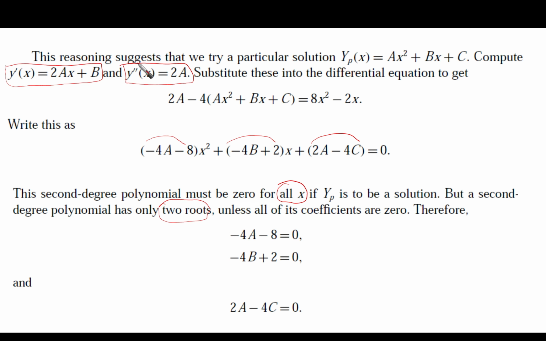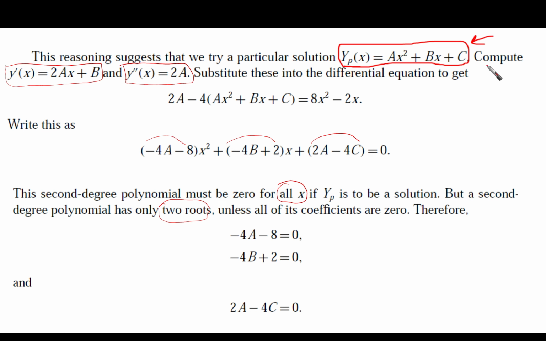This reasoning suggests that we try a particular solution yp with this form, which is polynomial form: A x squared plus bx plus c. So this is the form of the particular solution that we are going to guess. It's only guessing. We do not know whether it is right or wrong, but we are just guessing because of the appearance of f of x.